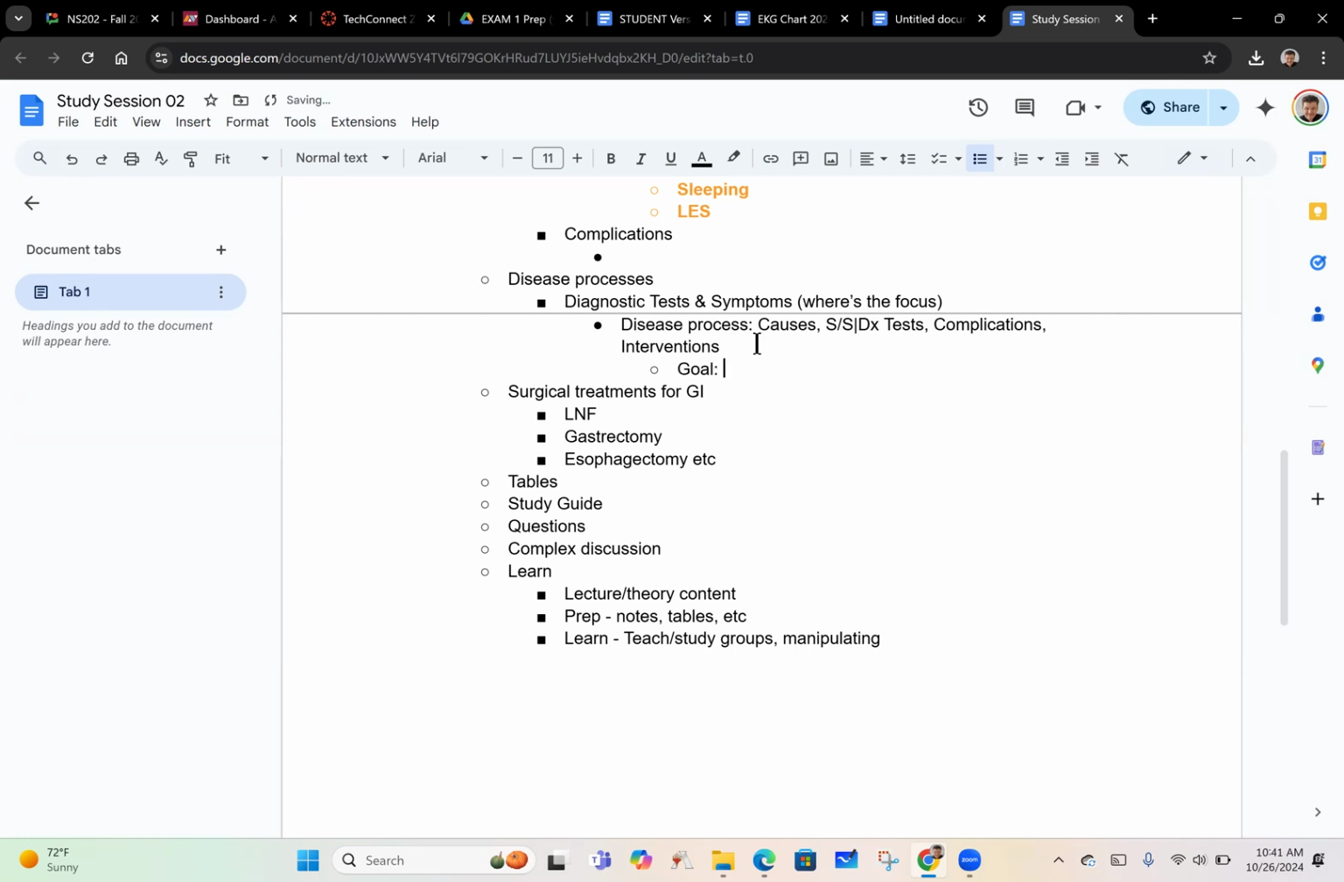Goal, at least 3, right? That's kind of your baseline, and then you can sprinkle in a few other ones, like, oh yeah, that one really had a lot more stuff going on with it, right? So that means you should know 3 causes, 3 symptoms, 3 diagnostic tests, 3 complications, and 3 interventions. Sometimes there's not 3 complications, right? Then you've got 1 in the bank, and then you might have more diagnostic tests or more causes, right?